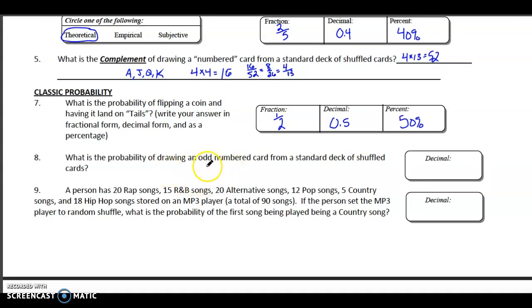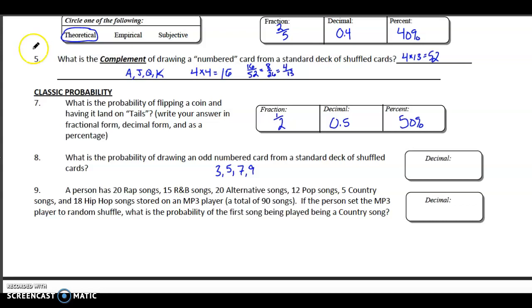What's the probability of drawing an odd number card from a standard deck of shuffled cards? Well, think about what cards are odd numbered. And I'm going to take out the ace. I'm going to consider the ace not a numbered card, okay? So odd numbered cards. Well, I've got 3, 5, 7, 9, right? 3, 5, 7, 9. The 2, 4, 6, 8, and 10, those are even. I'm going to let the ace not be a numbered card. Thinking about the odd numbered cards, we have 4 per suit. And if you remember, there are 13 cards in each suit in a deck of cards.